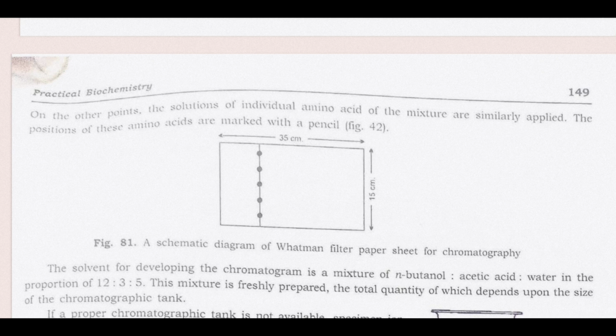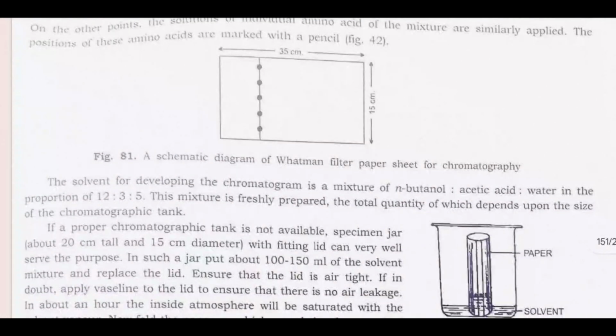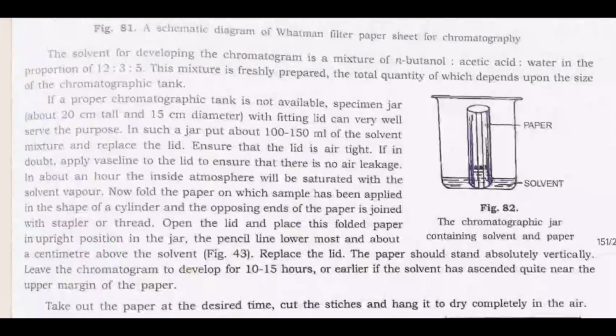The solvent for developing the chromatogram is a mixture of N-butanol, acetic acid and water in the proportion of 12:3:5. This mixture is freshly prepared, the total quantity of which depends upon the size of the chromatographic tank.